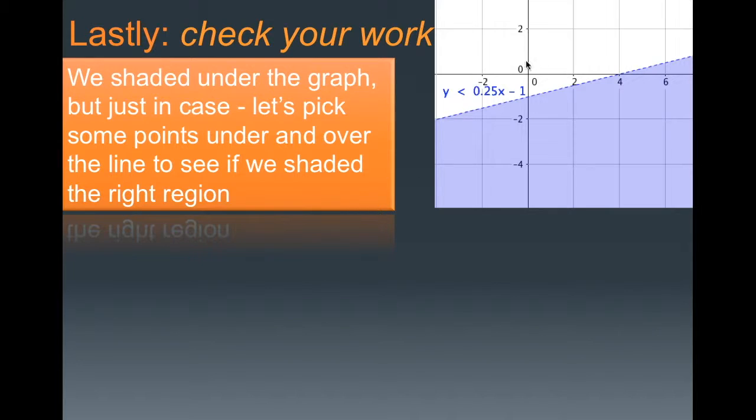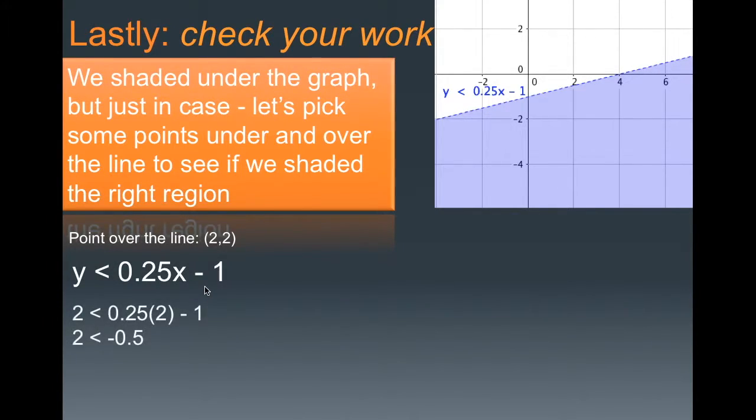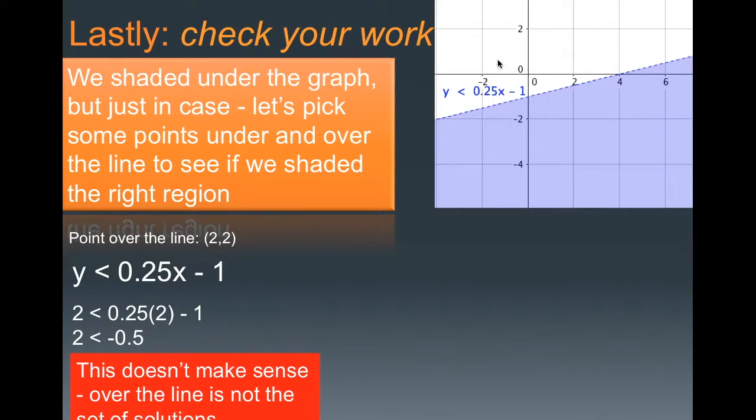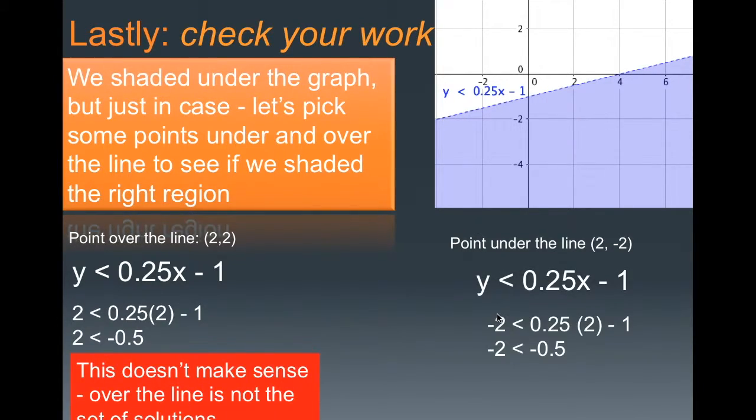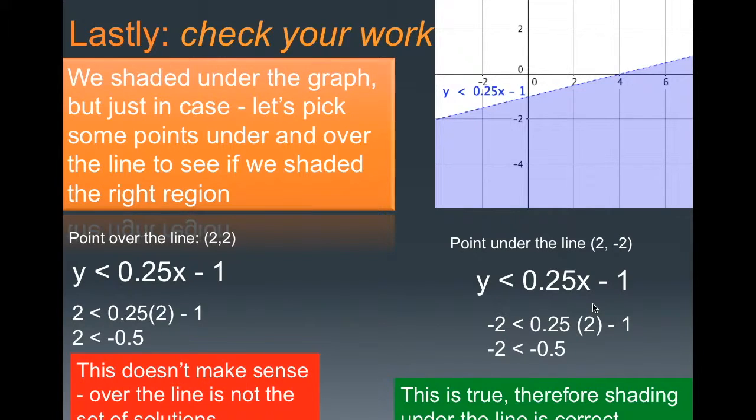Finally, we shaded under the graph, but just in case, check your work. Let's pick some points under and over the graph to see if we shaded the right region. Let's pick a point over the line, so let's pick (2, 2). Here's our original inequality. If we plug in, we get 2 is less than negative 0.5. That makes no sense because 2 is actually greater than negative 0.5, so definitely not over the line. We know it's under the line, but let's try a point under anyway. So let's pick (2, negative 2), and when we plug in our points, we have negative 2 is less than negative 0.5, and that is true. Negative 0.5 is actually greater than negative 2 if we go on our number line, so therefore the shading under the line is correct.